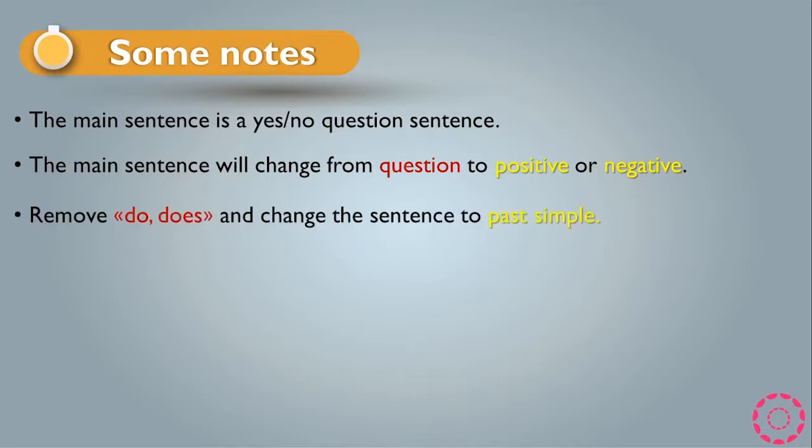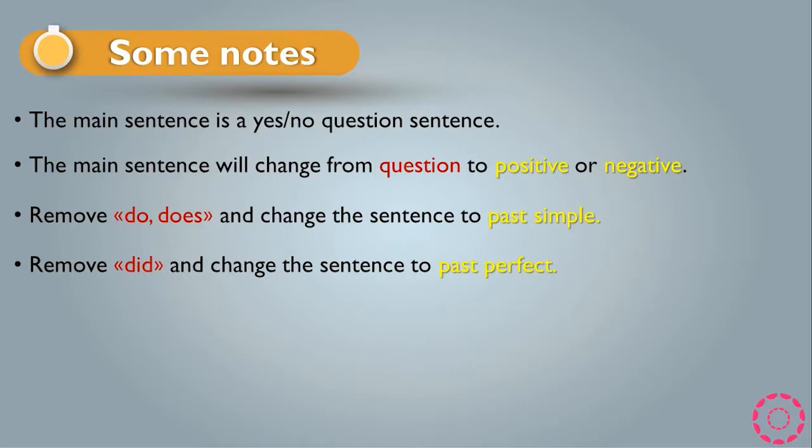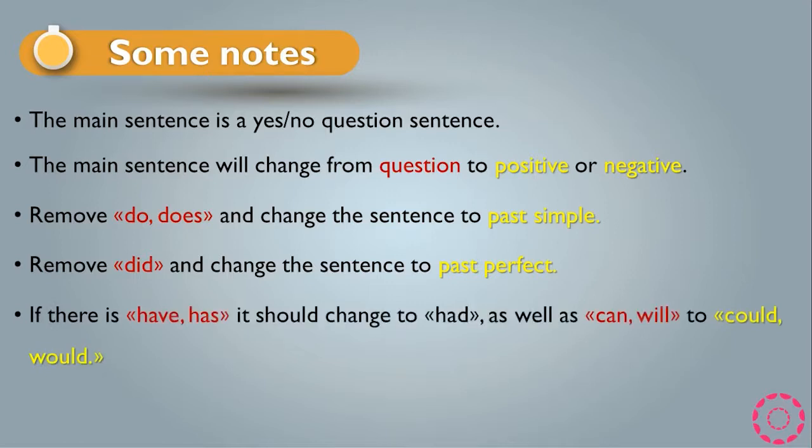Remove do or does and change the sentence to past simple. Be aware of that. The next one, remove did and change the sentence to past perfect. If we have did in the sentence, we remove it and change the sentence to the past perfect. If there is have or has, it should change to had, as well as can and will to could and would. These are the rules, or some notes, that we have to follow.